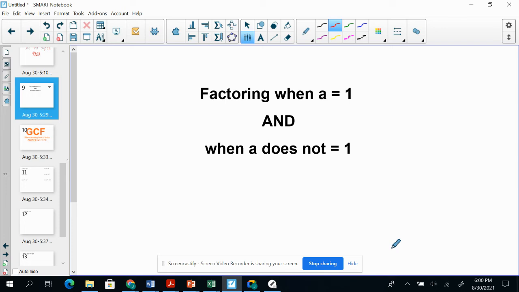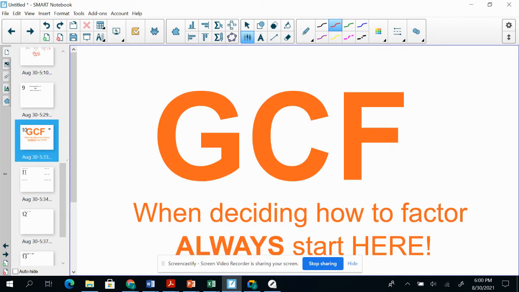Okay, guys, so we're starting with factoring when a equals 1 and when a does not equal 1. So that's trinomials. We're working on trinomials. That means 3 terms. So the first, most important thing, and I don't know why we always forget this, GCF.